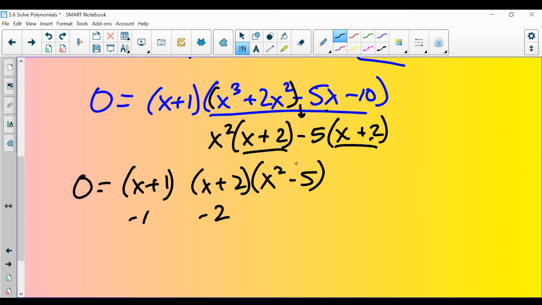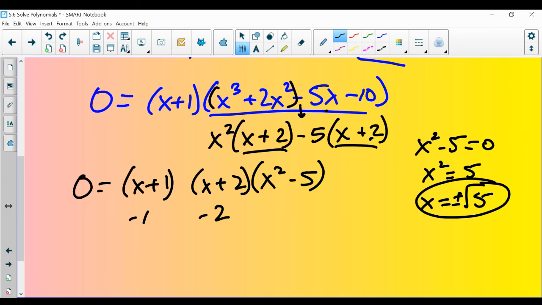Now this is not factorable, but it is something we can solve. We can just set that equal to 0 and solve it. Add 5, x squared is equal to 5. Take the square root of both sides. X is equal to plus or minus the square root of 5. So our solutions are -1, -2, and plus or minus the square root of 5.